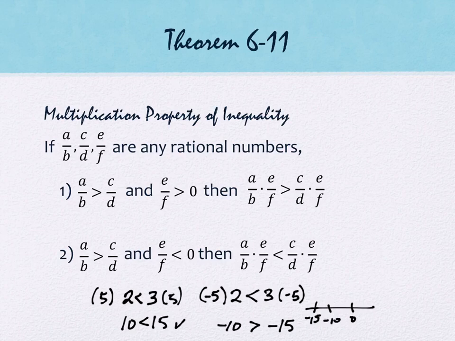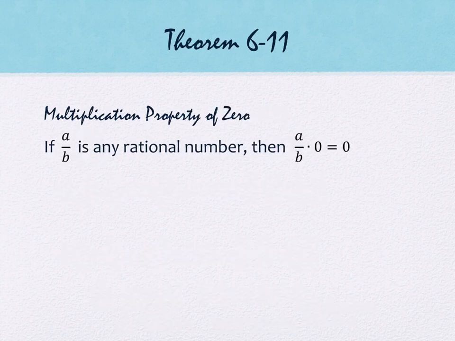Oh, good. This is the last slide of properties. Theorem 611, last one. Multiplication property of 0. Maybe our best friend ever. It says that when we multiply by 0, we get 0.